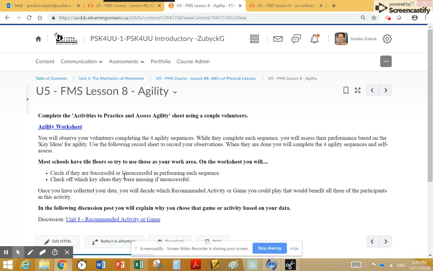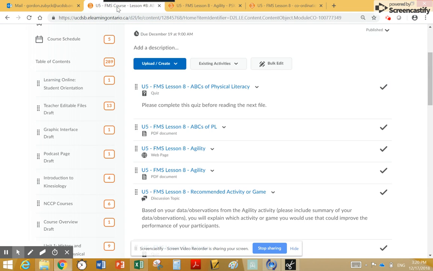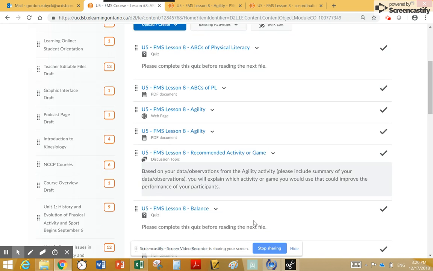Once you've got all that completed, enter into this following discussion post right here. In that discussion post, based on your data observations, include a summary of your data observations. So I want to know what you saw and explain it in detail. Which activity or game would you then use to improve the performance of your participants?